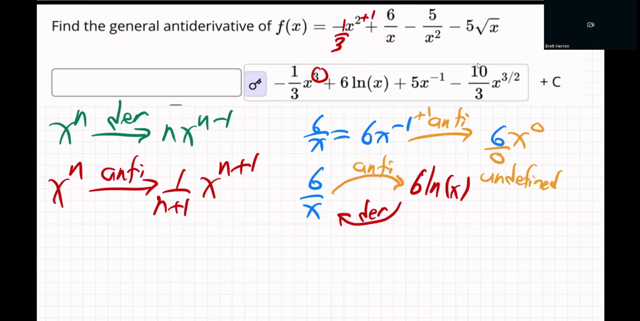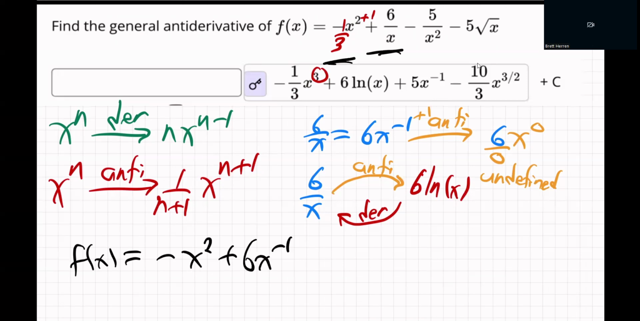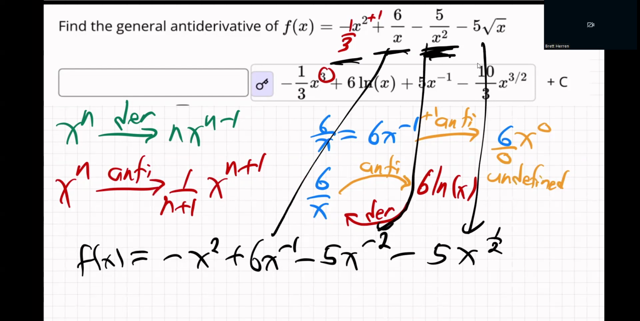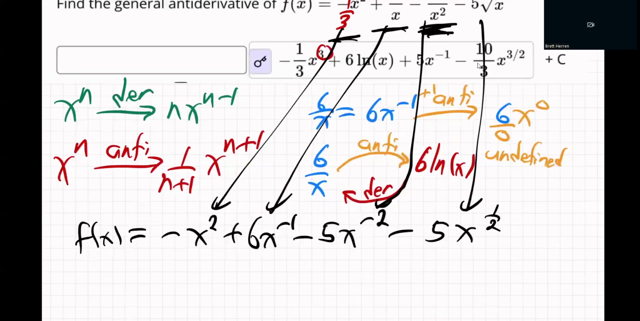Now, I'm just kind of showing you part by part. Here, let's do this. I probably should have done this more general. Let me rewrite the original. So the original function was minus x squared plus 6x to the minus 1. I'm going to rewrite each of these parts. This is minus 5x to the minus 2, right? I'm not doing any derivatives. I'm just rewriting this. And this root x is x to the half power. Is that good? I'm just simply rewriting right now. And then let's do the anti.